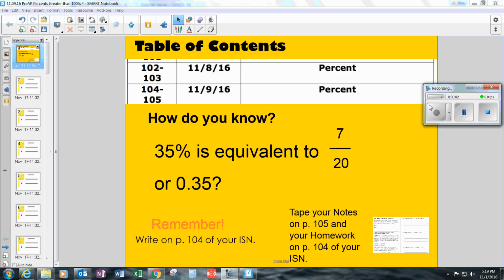Oh, this lesson is over percent. Percent greater than 100%. So let's look at our number routine. How do you know?